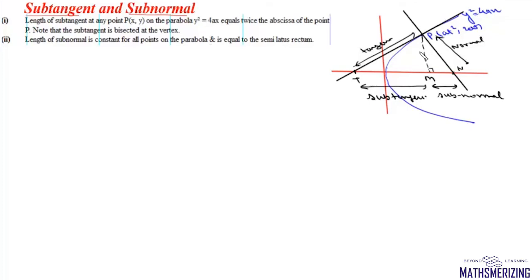Now if this length is y and this angle is theta, then in this right angle triangle we can write TM as y upon tan theta, and tan theta is nothing but slope of tangent. So length of subtangent, we can write it as y upon dy by dx at any point P. So this is length of subtangent.